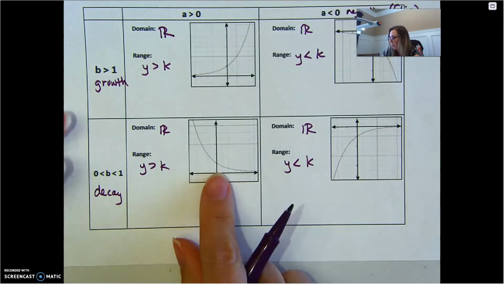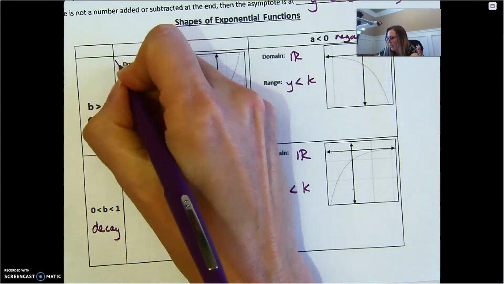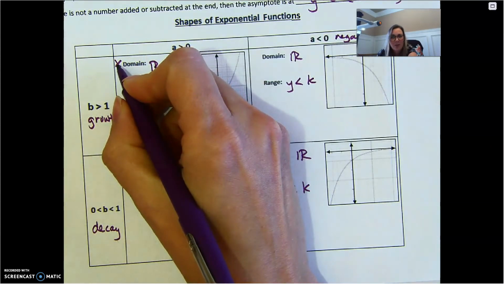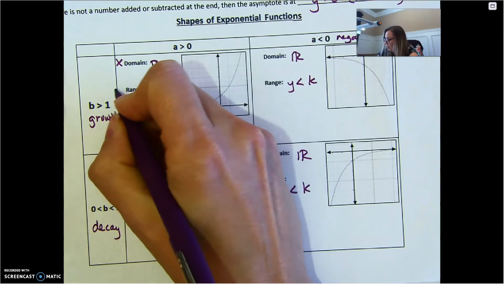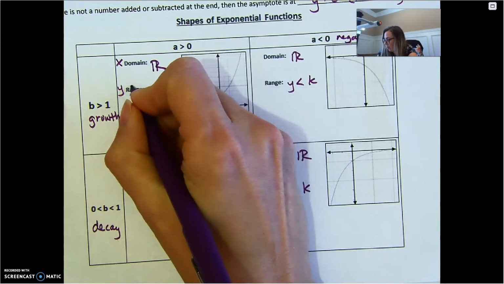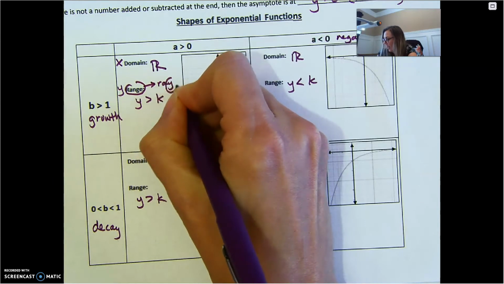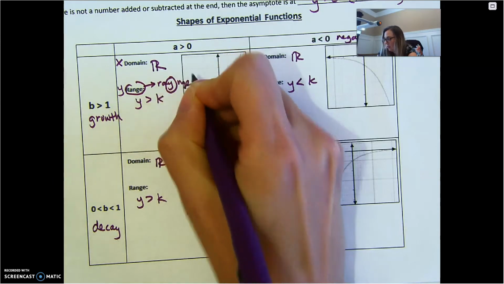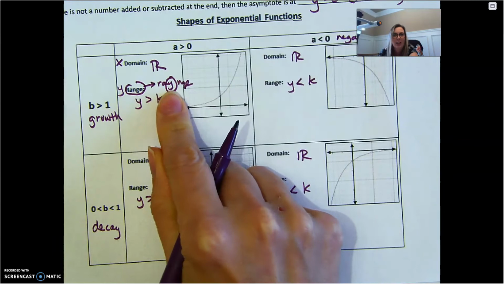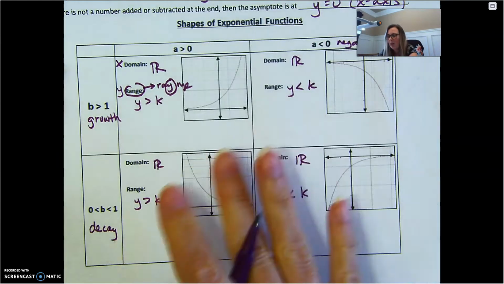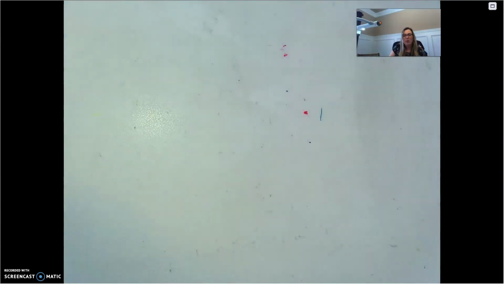Just remember, domain describes all the x values in your picture, and the word range describes all the y values. You can rewrite the spelling of that if it helps. Range, you're looking at the y-axis values. So let's look at some of these real quick.